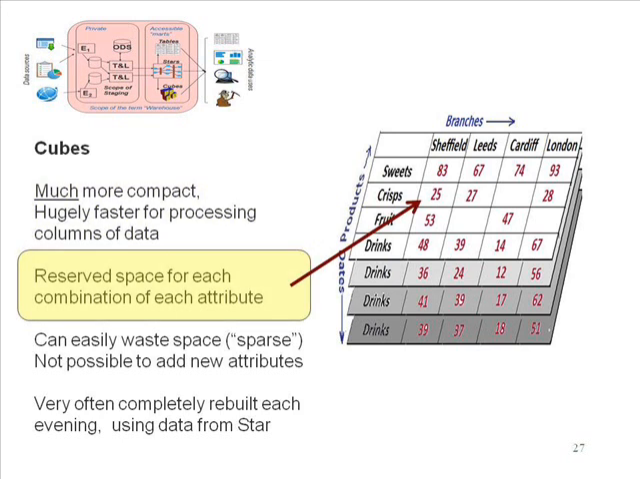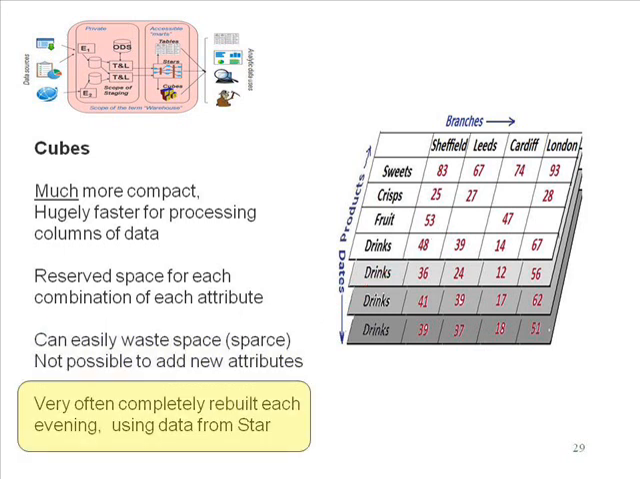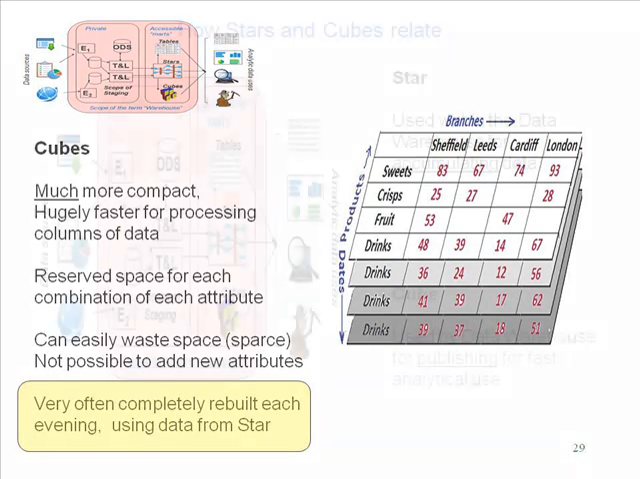But as we've mentioned, a feature of cubes is that they reserve a space for each combination of each attribute. And we can very easily waste space, or end up with a sparse cube, if we have a particular combination of branch, product and date where there were no sales made. Also, it's very difficult to add new rows or new columns. Adding a fifth city to our cube would involve completely rebuilding the whole structure. So very often cubes are rebuilt completely each day or each evening, drawing data from the star.